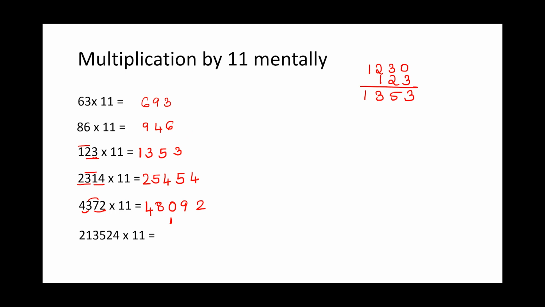So, you start with 4, then 4 plus 2, 6, 5 plus 2, 7, 5 plus 3, 8, 3 plus 1, 4, 2 plus 1, 3, followed by 2. Okay, so adding 2 digits at a time and keep moving towards left.